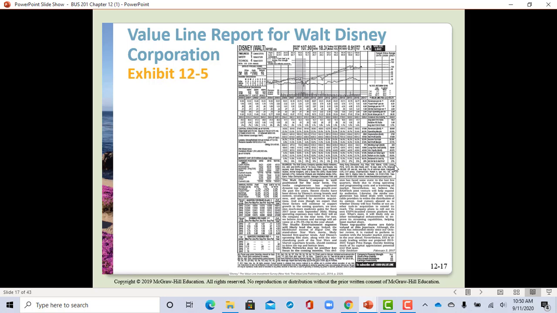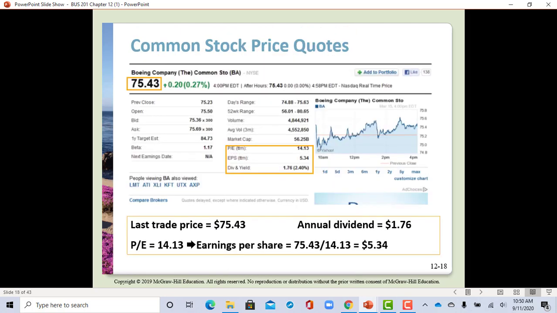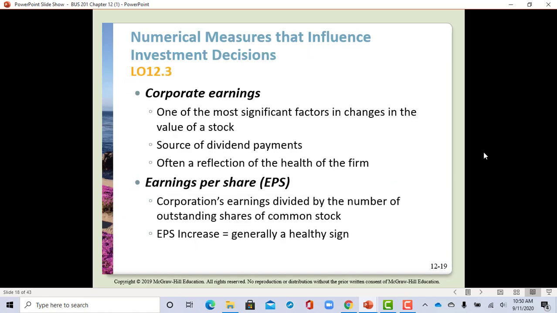Here's an example. Common stock price quotes here. This would be off Yahoo Finance. Numerical measures that influence investment decisions.